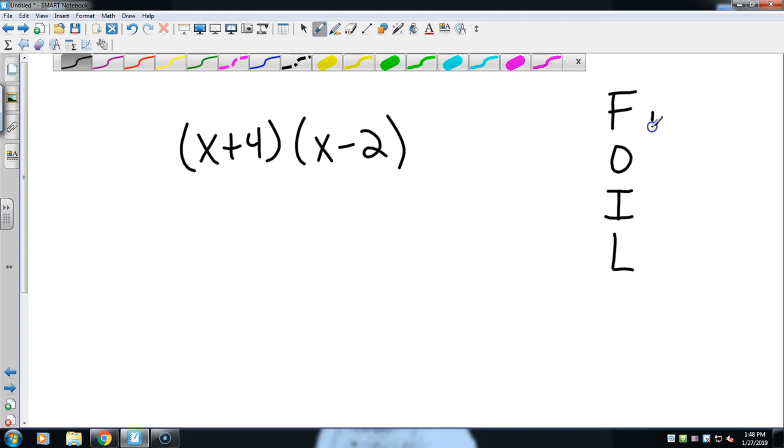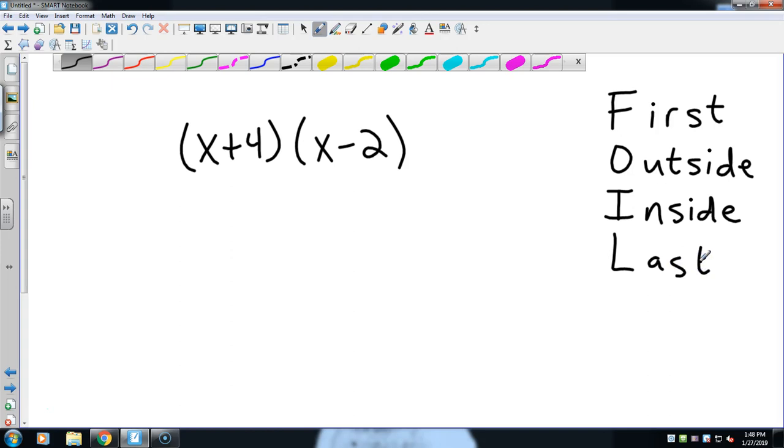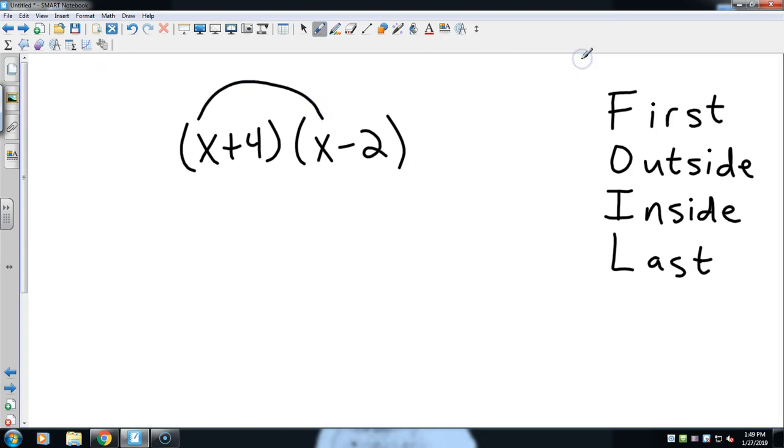And that's going to stand for first, outside, inside, and last. So I'm going to multiply the first term times the first term, and I am going to draw these like my stupid arrows for distributive property. And I'll show you why here in just a minute. So x times x, that's going to give me x squared. I'm just going to go down here and put it there.